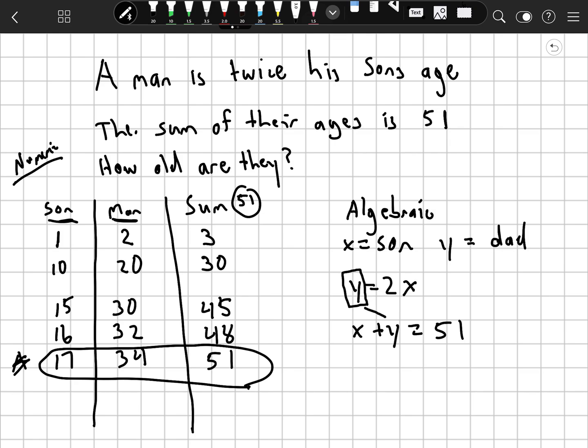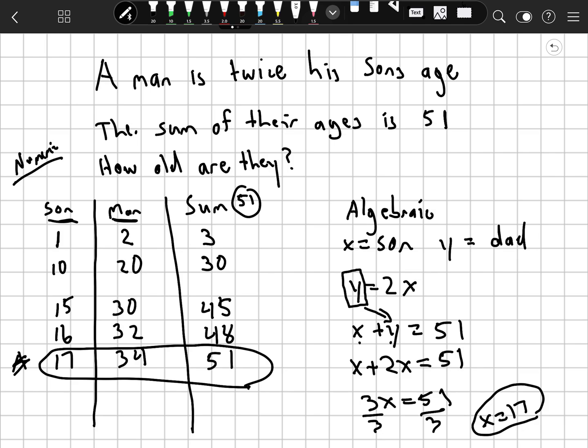So when we see y in this other equation, instead of putting y in there, we can put what y equals. So we're going to put x plus, instead of y, 2x equals 51. And so this is still son's age plus father's age. So x plus 2x, that's 3x equals 51. And if we were to divide by 3, we get x equals 17. So that's the son's age. Now to find the father's age, we just plug in 17 right there. 2 times 17 is 34. That's y, the dad's age.